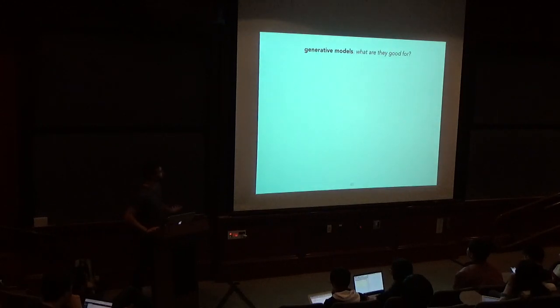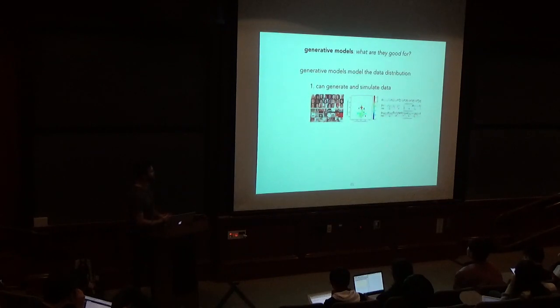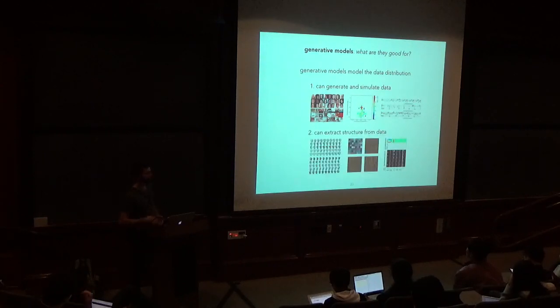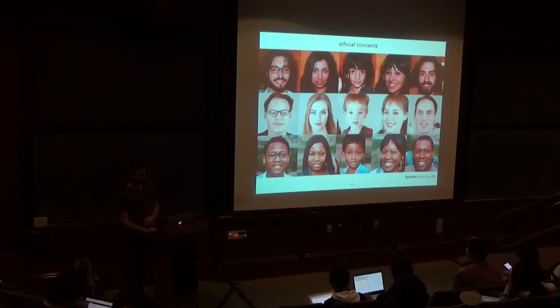So again, why do we care about generative models? We can generate and simulate data. So we saw that that might be helpful for certain cases. And we can also automatically extract structure from data. So these are the main two reasons that people are excited. And there's a lot of work that goes in these days into developing better generative models.